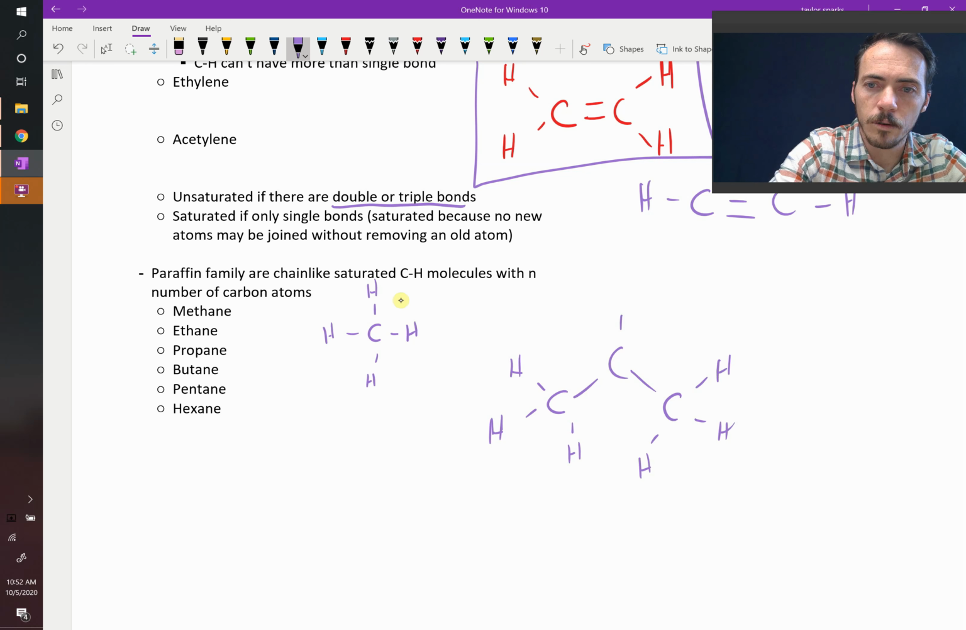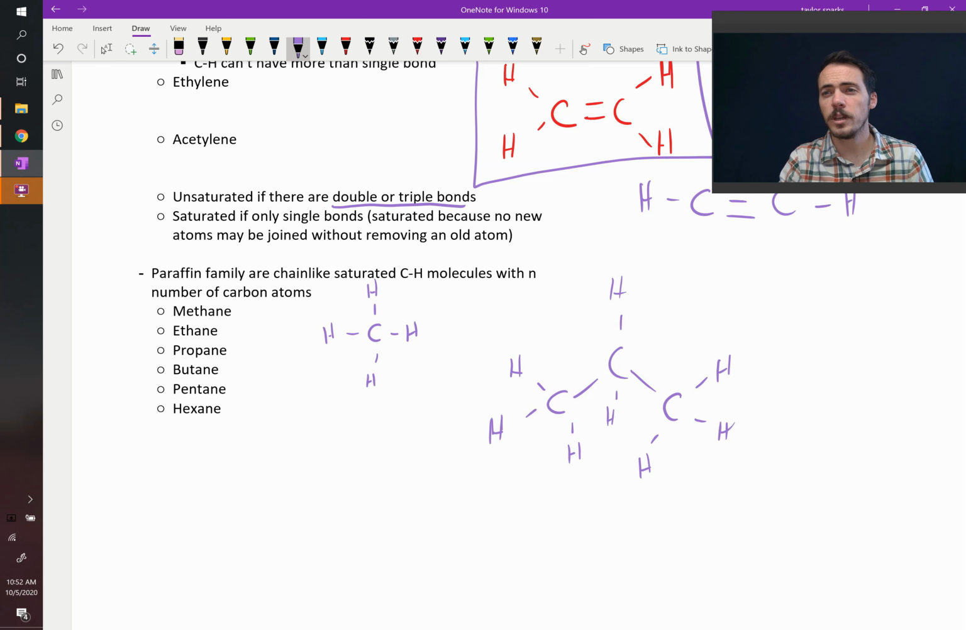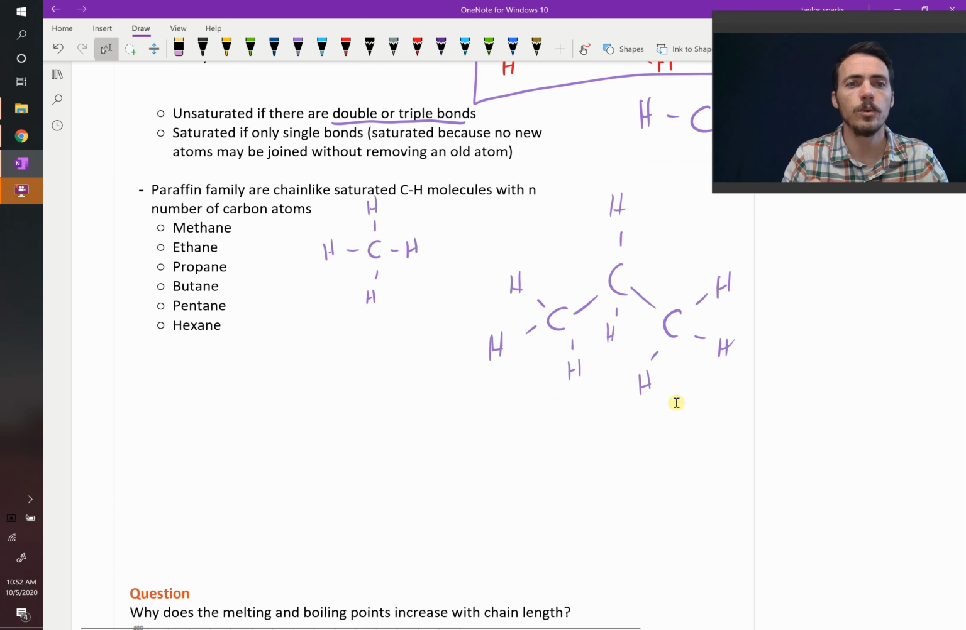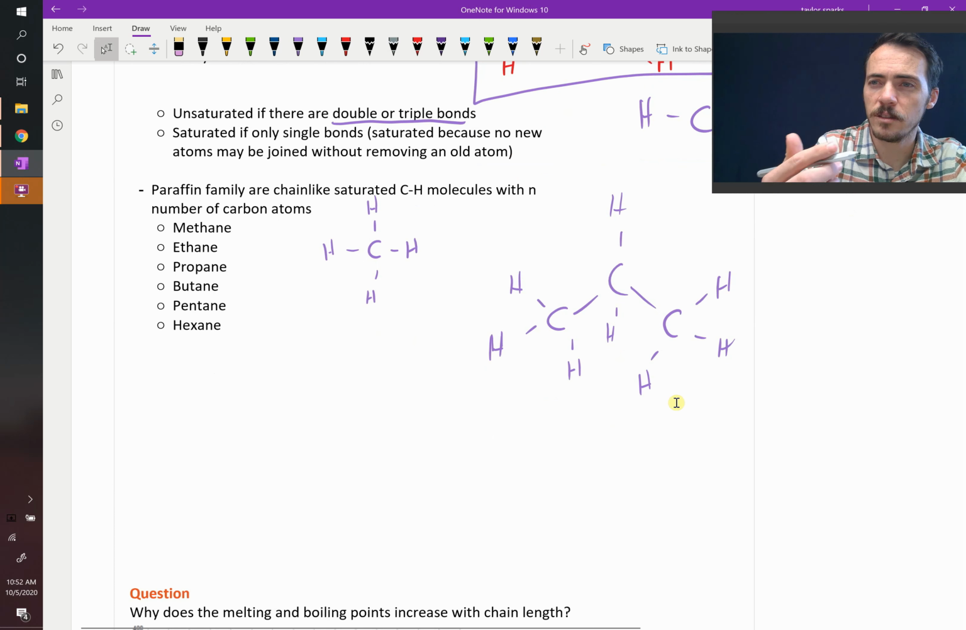But this middle one would only have 2 hydrogens. And we know that because we can count the bonds. Again, each of these carbons has to have 4 bonds, and the way that we've drawn it, it's got 4 bonds, right? And then you could move to butane and pentane and hexane.